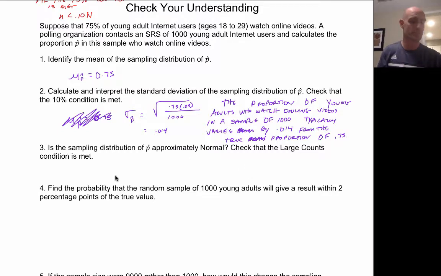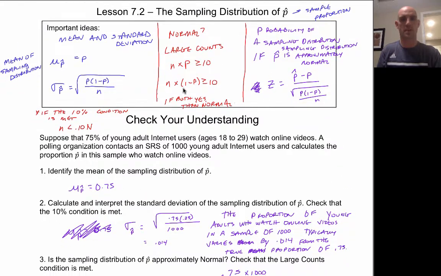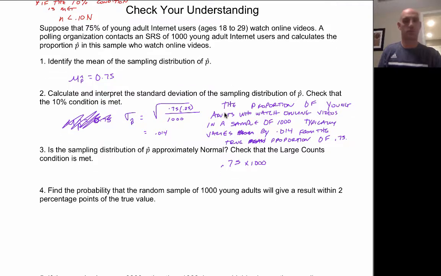So we want to check the large counts condition. Remember up here, is n times p greater than 10? So 0.75 times 1,000, yeah, that's greater than 10. That's 750. And 0.25 times 1,000, that's 250. So both of my conditions are met.